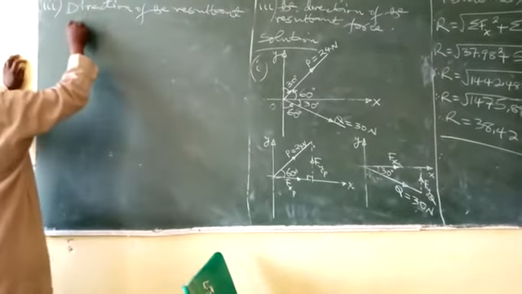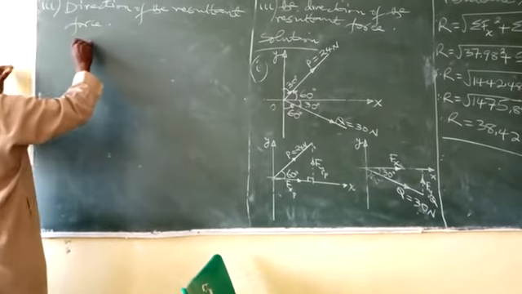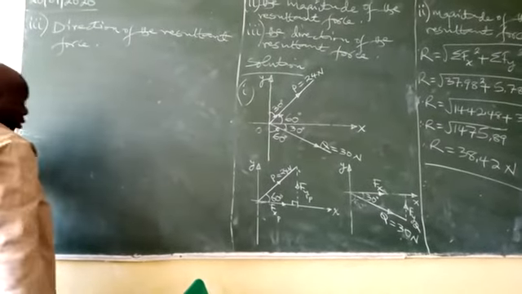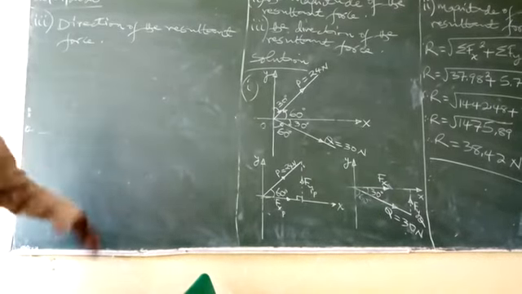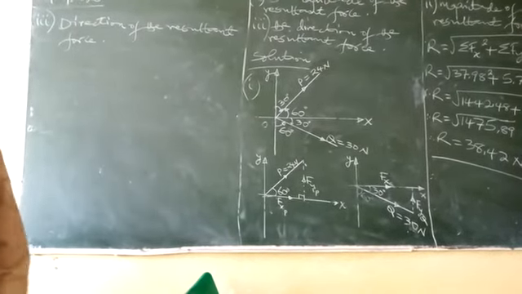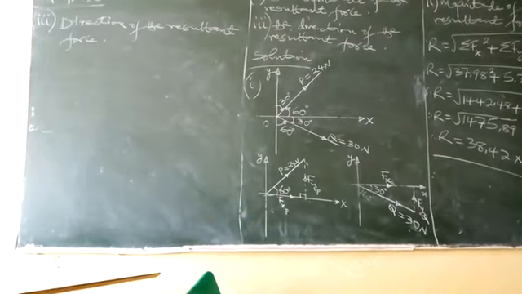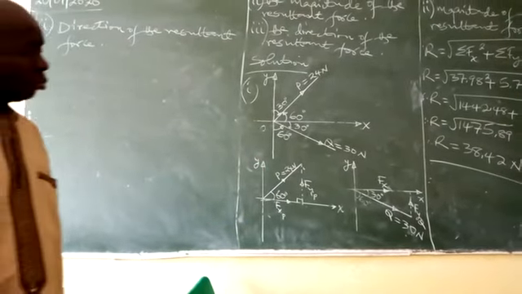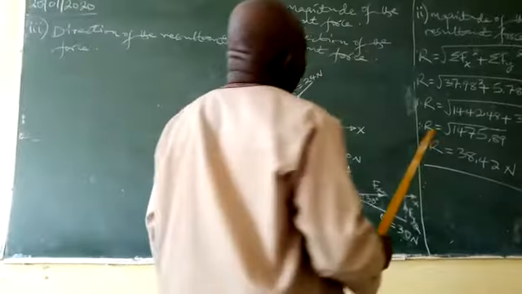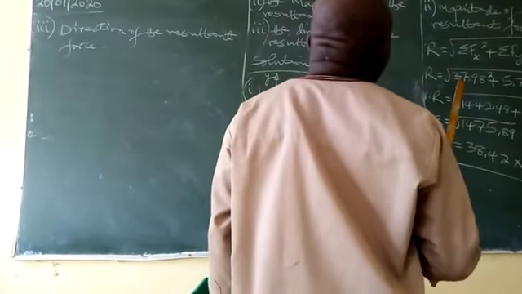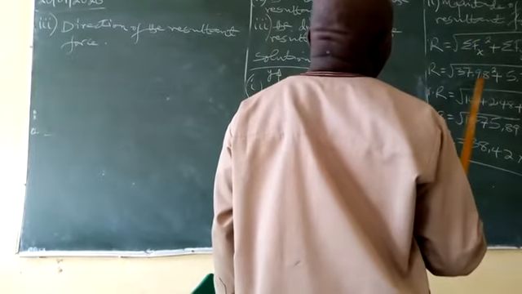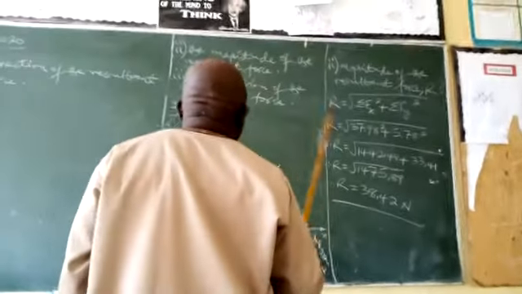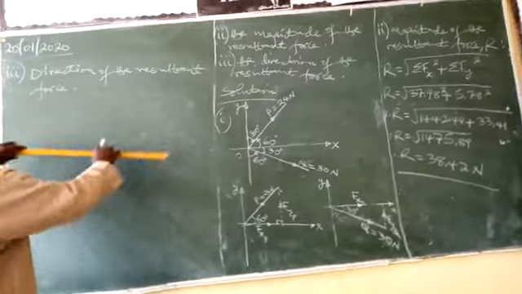Resultant force. Now, to find the direction of the resultant force, we have to draw the vector diagram first. Now, summation F of x is 37.98. That is summation F of x, 37.98, and it is positive.